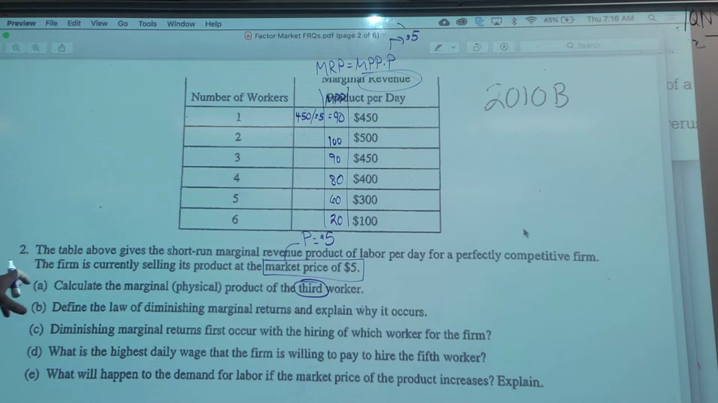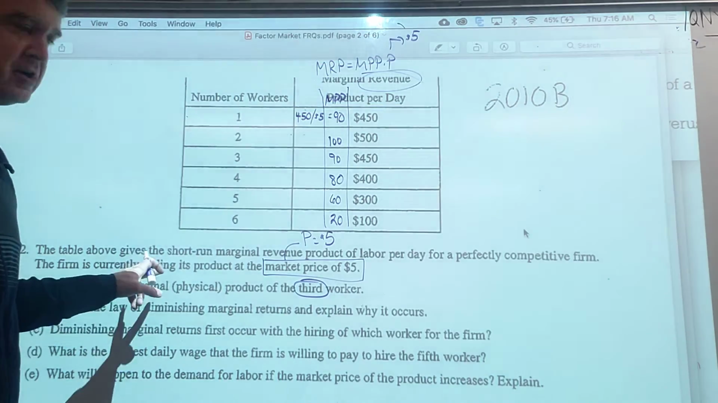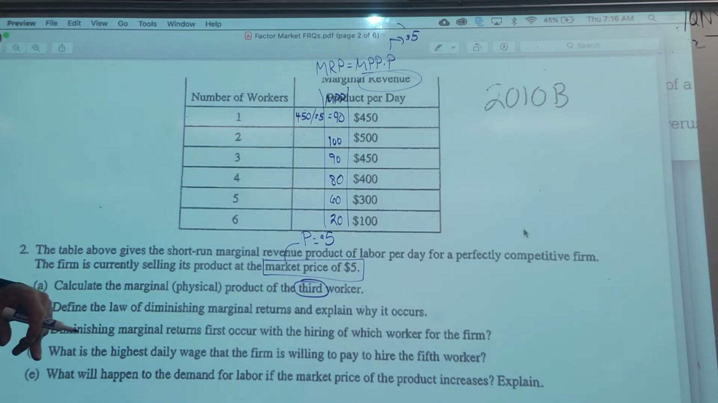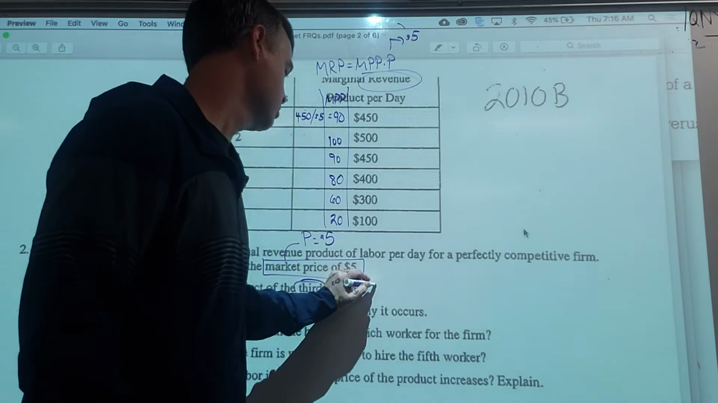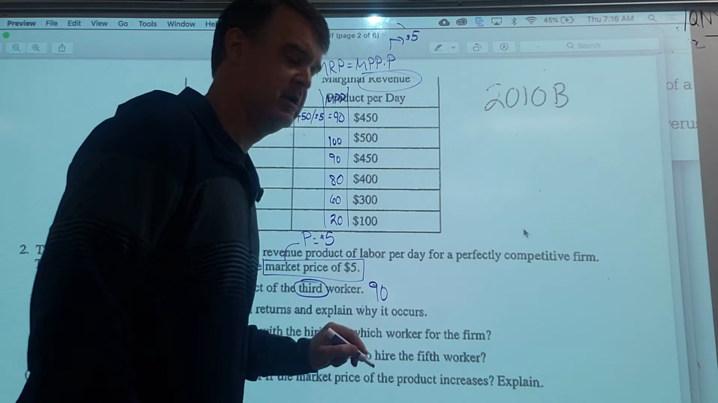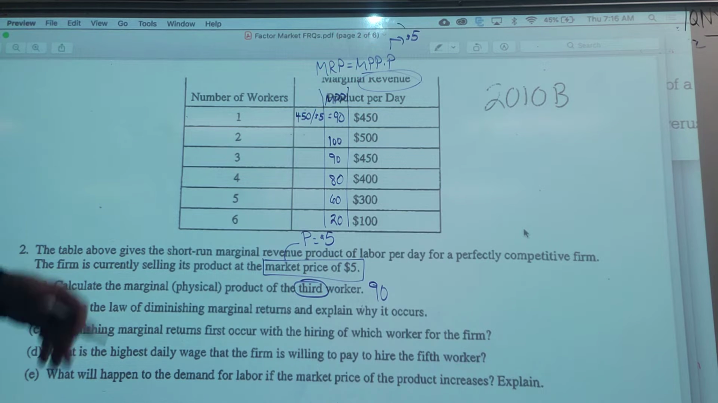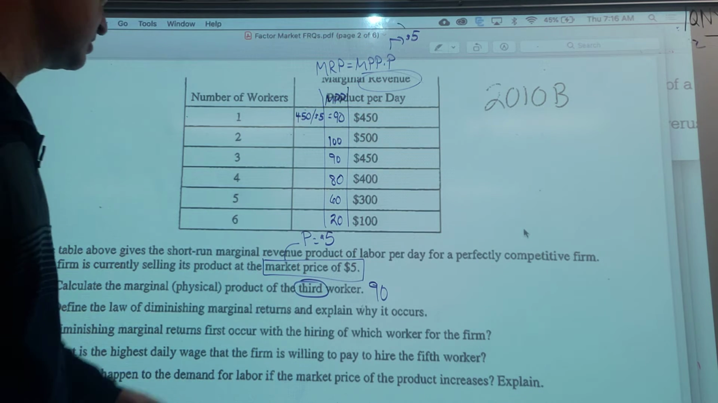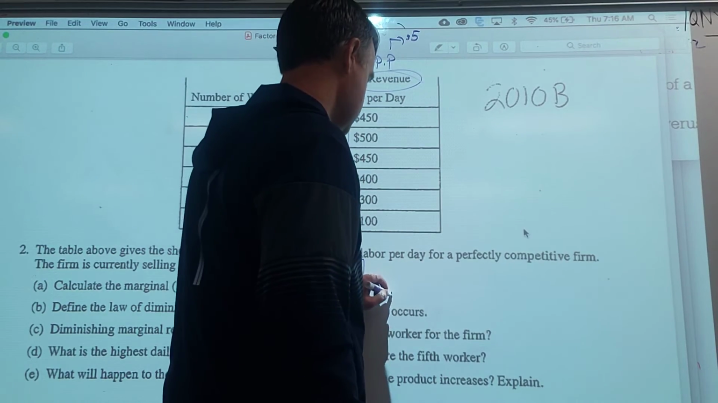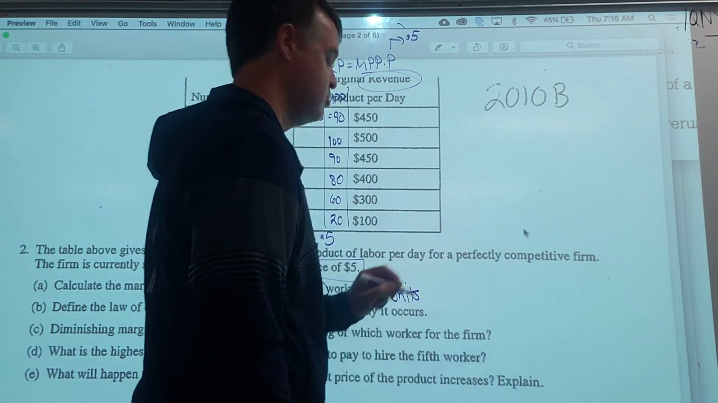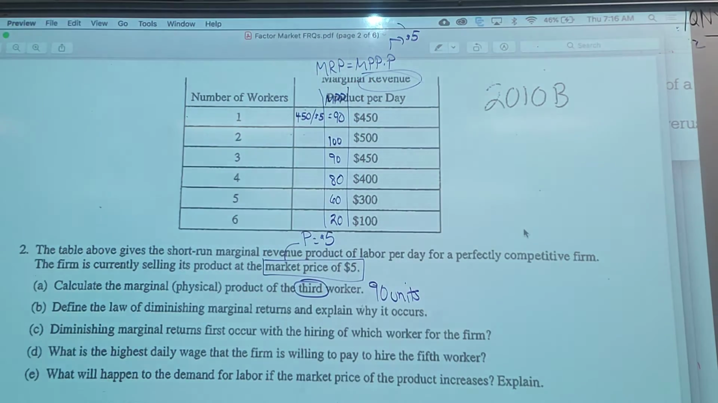The question asks what's the marginal physical product of the third worker. So the marginal physical product of the third worker, it is not a dollar, it is a quantity. It is 90 units, or 90 is acceptable, but 90 units, not a dollar value, it's a marginal physical product.